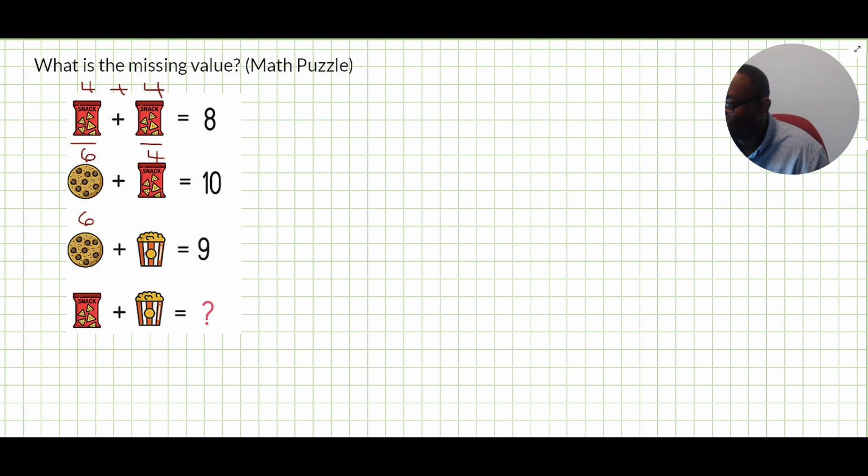And then I need to find the value for the popcorn. It's going to give me 3. So all I'm going to do here is, what is the number for the bag of chips? We have 4 plus the popcorn is 3. That's going to give you 7. Good attempt. Everyone got that right. So the missing number is 7.